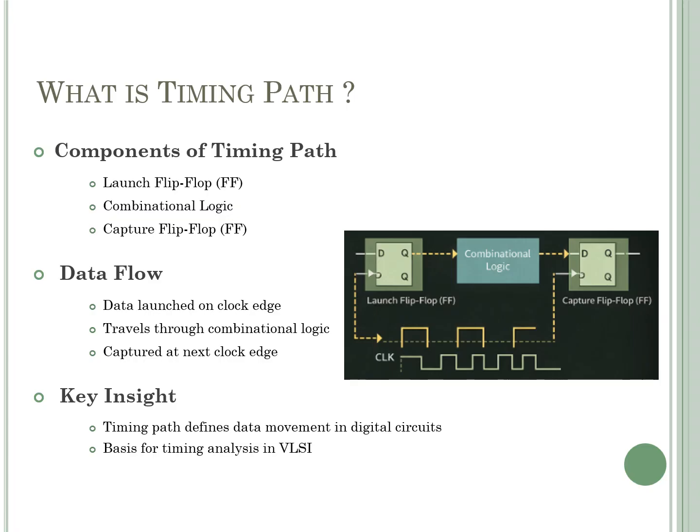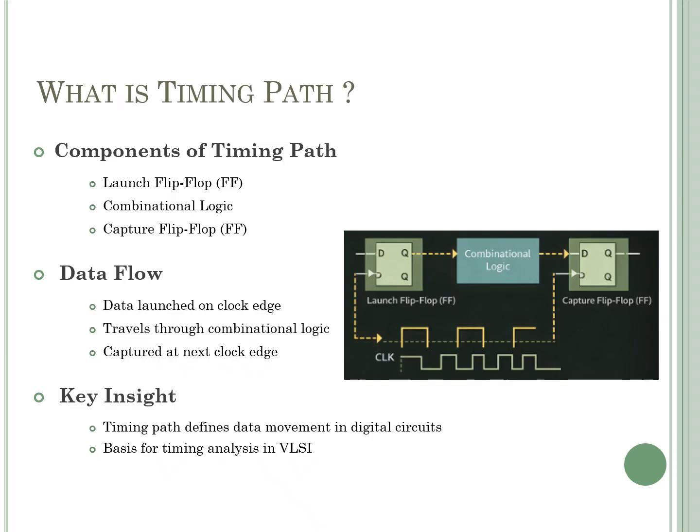Now, let's break this into parts. A timing path has three main components. First is the launch flip-flop. This is where data starts. Data is stored here initially. On clock edge, data is launched. This flip-flop sends the data into the circuit.